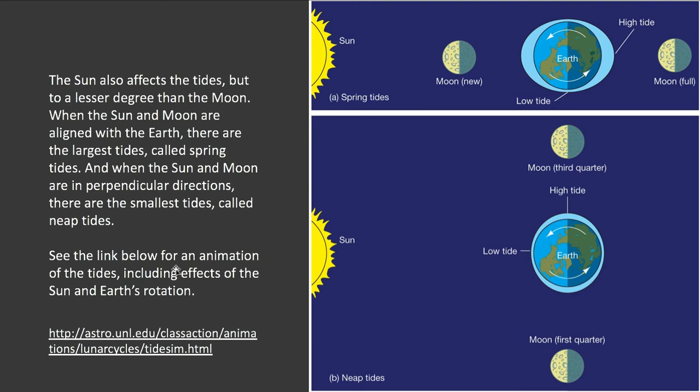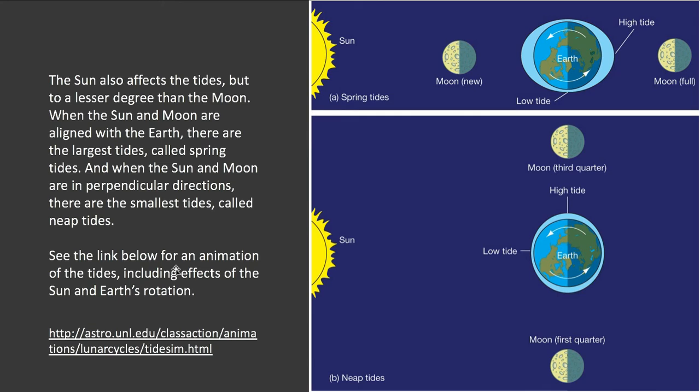The sun also has an effect on the tides, but to a lesser degree. And you might think, well, how can that be? The sun is so much bigger, but it's also so much farther away. So the sun is going to have tidal forces on everything around it, but its distance is so much greater that those tidal forces are weaker. The moon is close enough to have a big effect on the Earth's tides. The sun has a smaller effect on the Earth's tides.